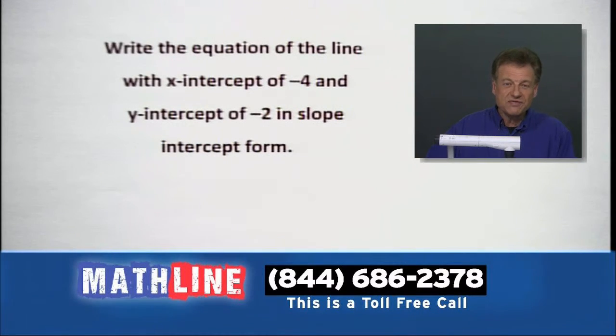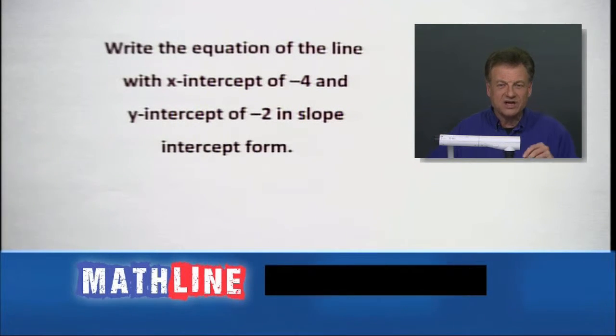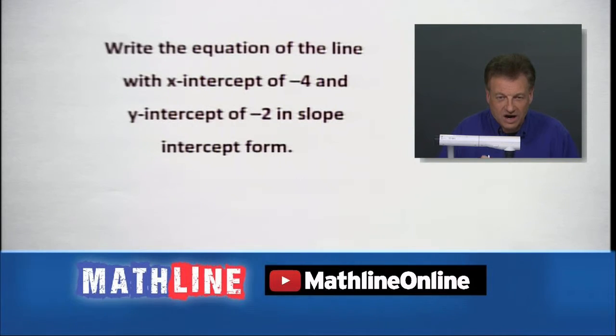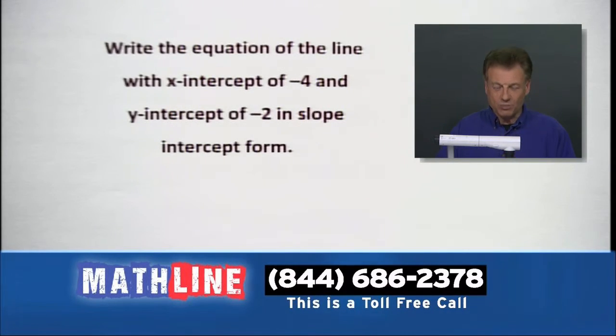While we're waiting for a call, let's take a look at an equation situation we've got going here. It says, write the equation of the line with the x-intercept -4 and y-intercept of -2 in slope-intercept form. Boy, that's a lot of stuff going on, isn't it? So we're looking for that infamous slope-intercept form.